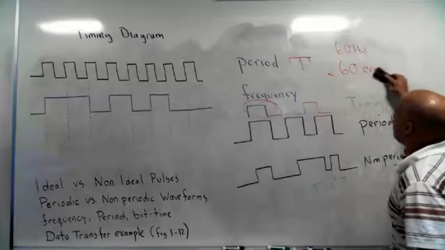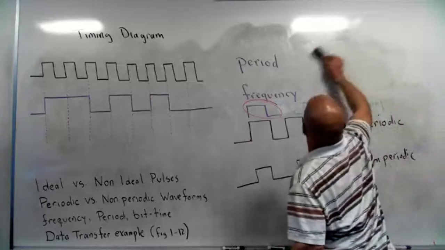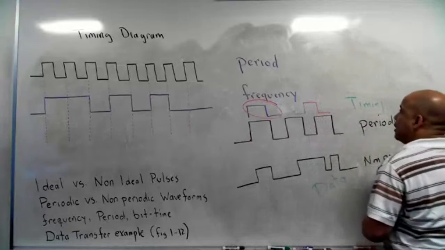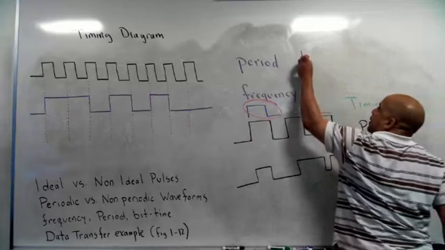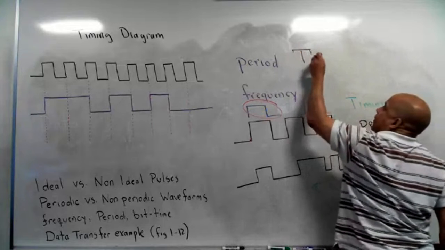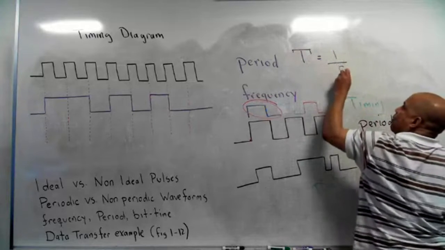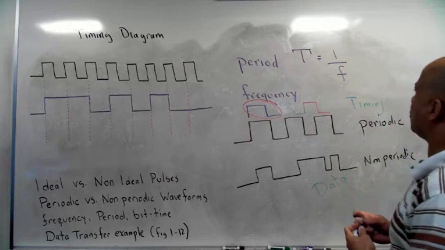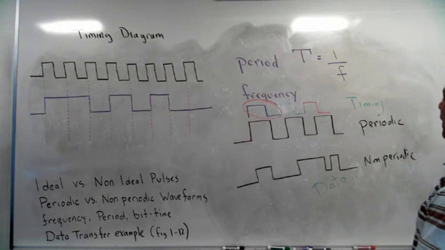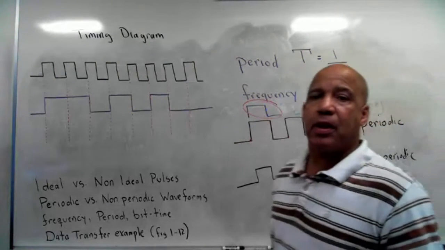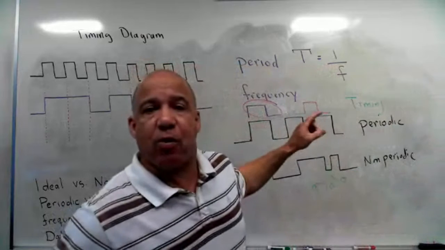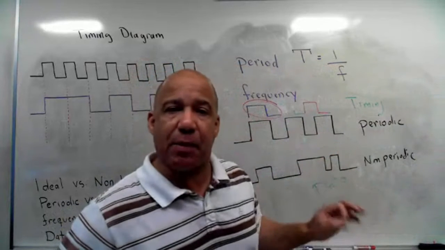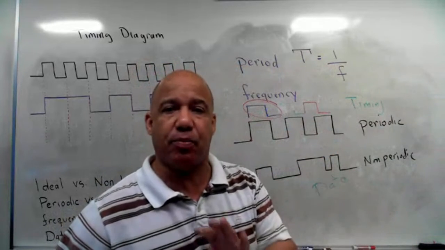There's a relationship between period and frequency, and it's pretty simple. The period is equal to 1 over the frequency. Now, I mentioned to you that we use these periodic waveforms for timing purposes. Let me explain to you why it's important.